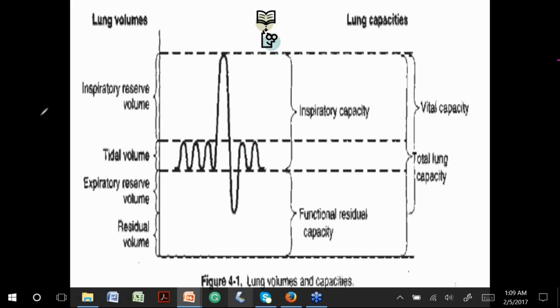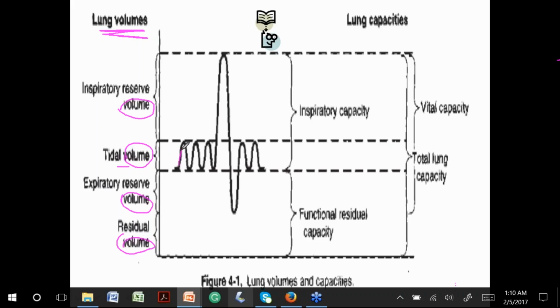All right, so here we have the volumes. Here on this side, we are going to have the volumes. Can you see? We have volume, volume, and volume. So these are the lung volumes. The lung volumes are very important. First of all, let's start with the tidal volume.